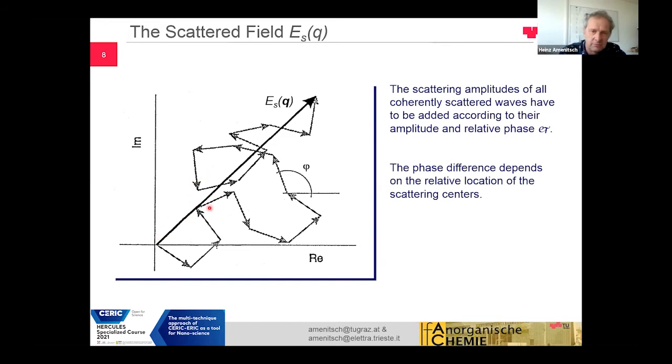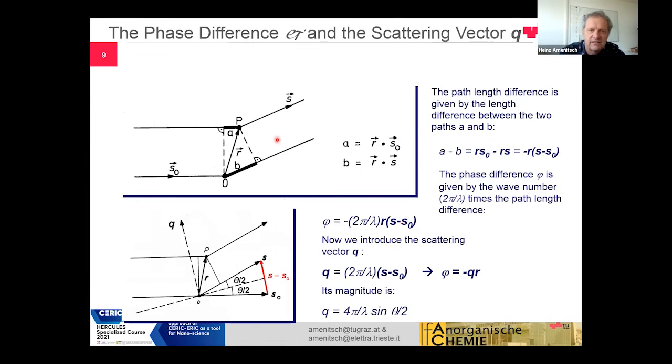So here you want to measure the scattered field, so the scattering amplitudes of all coherently scattered waves from the electrons. Every electron is contributing to the scattering, and you have the same amplitude for each electron, but you have a different phase. So how to add these different phases to finally calculate the scattered field, this is the problem. And to do that is somehow shown up here.